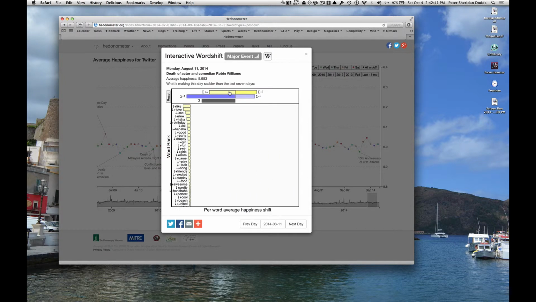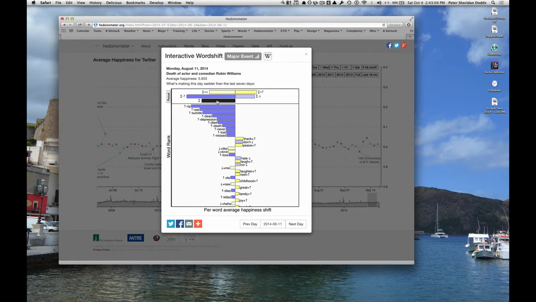And there are some positive words that were being used less, and that didn't help either. So there was less like and love and me and you and ha-ha and birthday. These all dropped, and these two bars here are contributing to the decrease in happiness on the day that Robin Williams died, relative to the 7 days beforehand. Once again, you can reconstitute the whole view. If you want, you can look at just one of these and then move forward, for example.